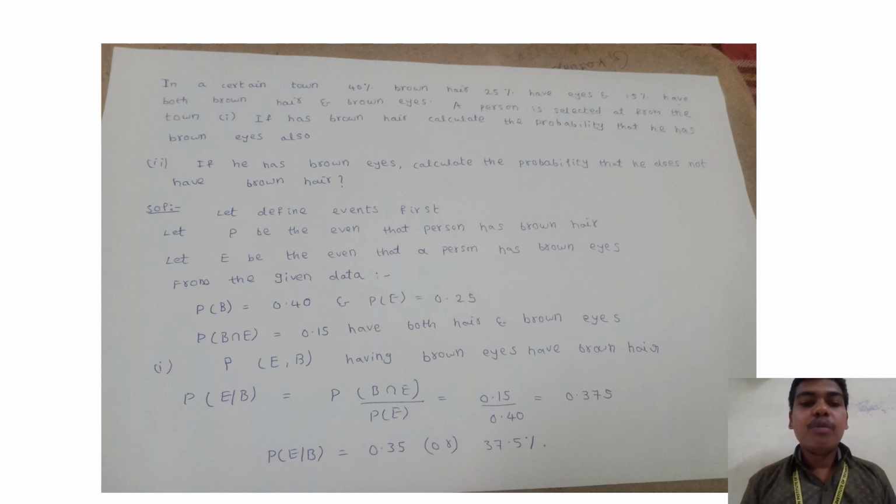In the first problem, we have to find the probability of having brown eyes given brown hair. According to the problem, we have the formula P of E given B is equal to P of B intersection E by P of B, which is 0.15 by 0.40. Then we can substitute and calculate the percentage, which is 0.375.